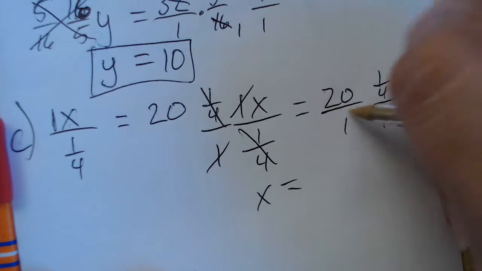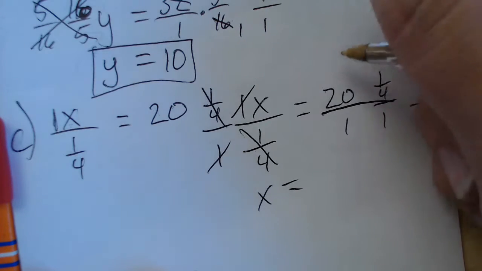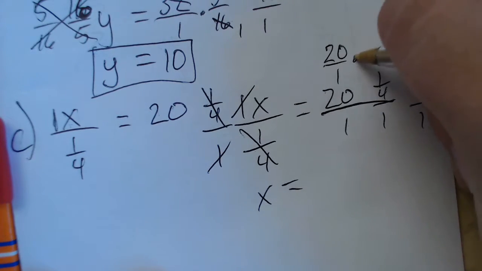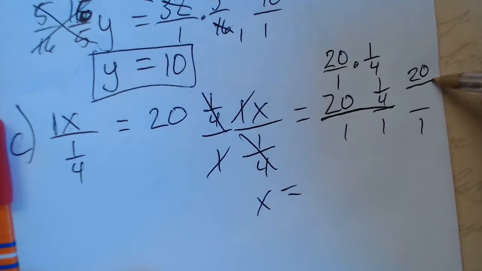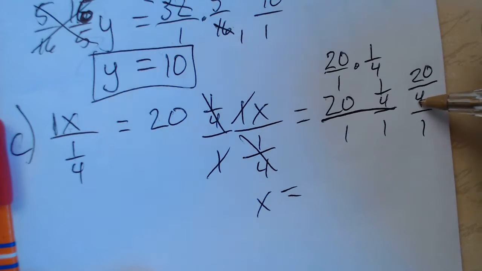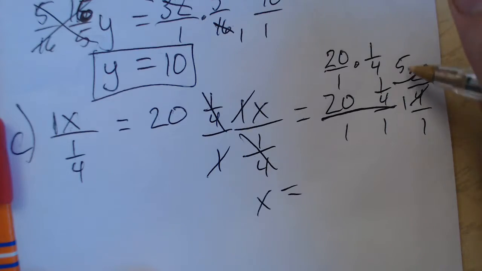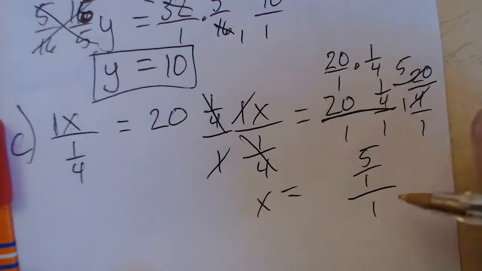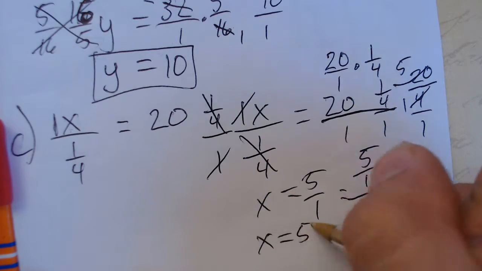Now we have 20 times 1/4. So if we just think of these numerators alone, we have to turn 20 into a fraction to multiply it by 1/4. So we'll take 20, put it over 1, and then multiply that by 1/4. From there we get 20 over 4 over 1. From here we can reduce 20 over 4. 4 goes into 20 5 times. So then we have 5 over 1 over 1. And that's all just going to reduce, and 5 over 1 is the same as 5. So x equals 5.